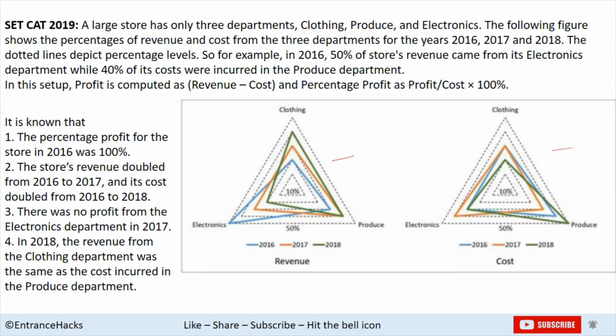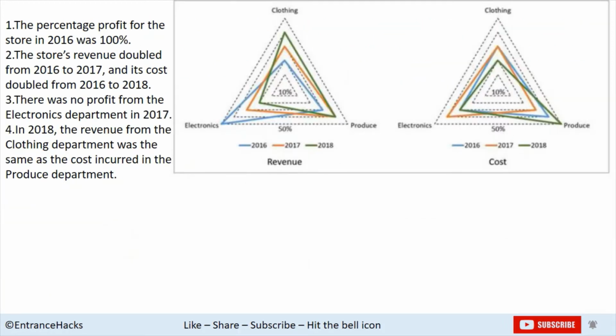To solve these type of questions in which we have graphical information, we will convert this first into a simple table. We'll first try to understand what the graph is. So this is the revenue graph. This is the cost graph for 3 years, and profit. The graph is giving percentage wise the store's revenue and the store's cost for a particular year. So let's start with the first statement and then I'll tell you how we have to do it.